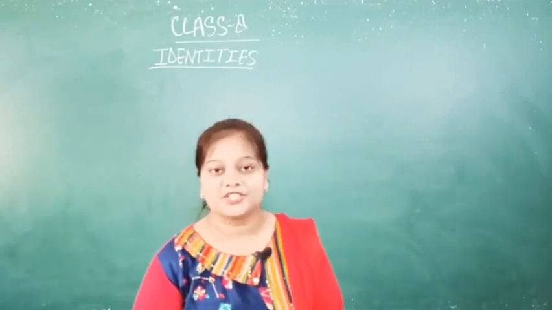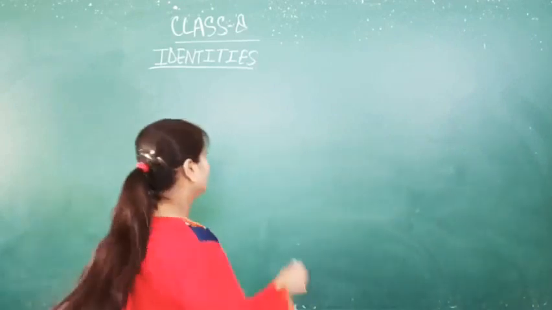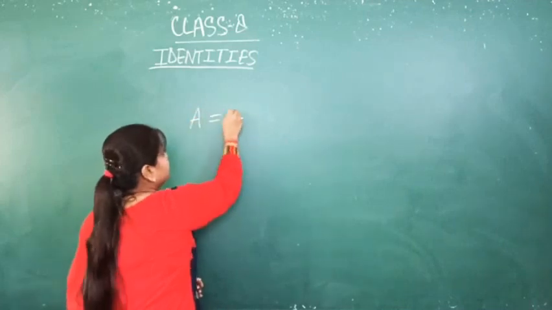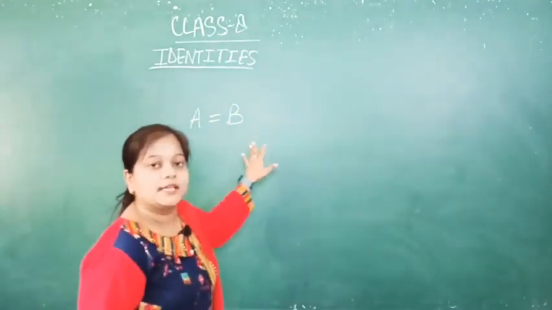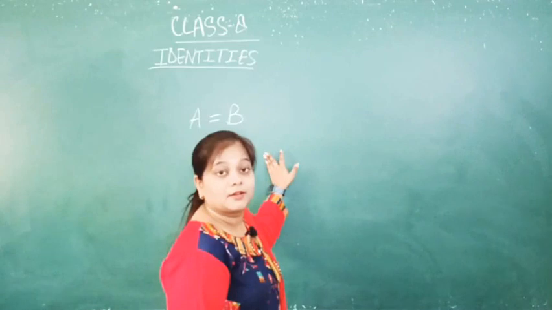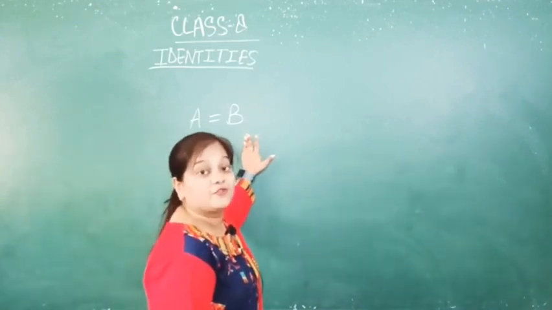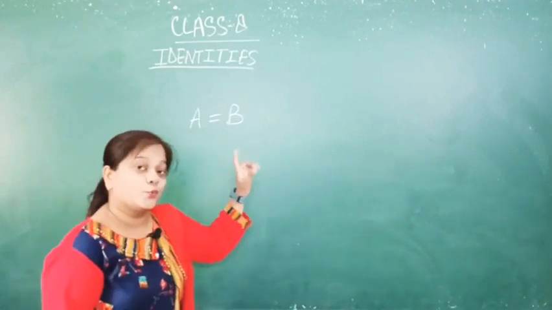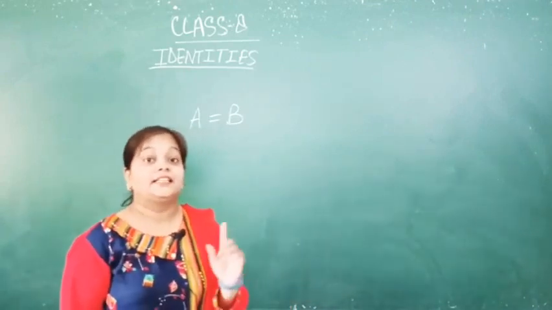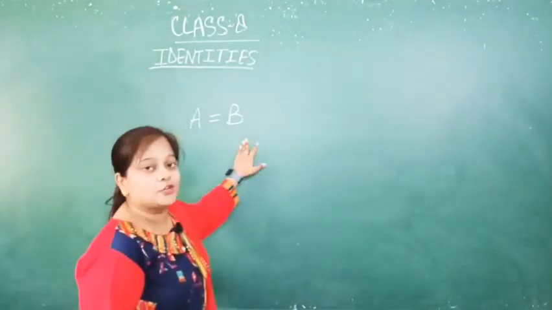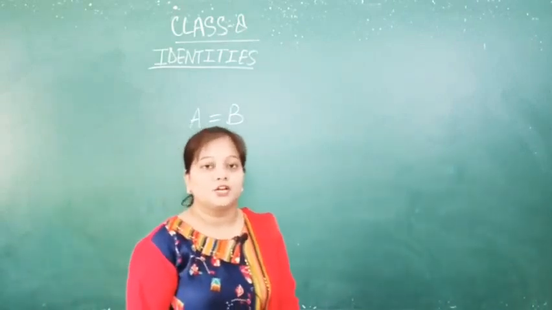Identity is a relation which satisfies A is equal to B, where A and B will contain some variables, and for each value of these variables the relation A is equal to B will always be true.